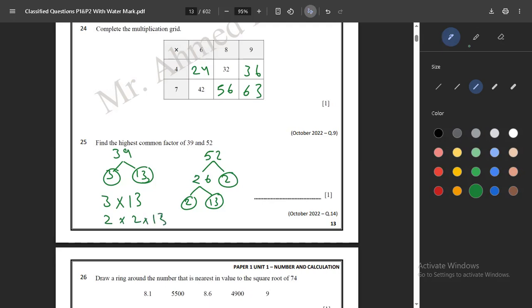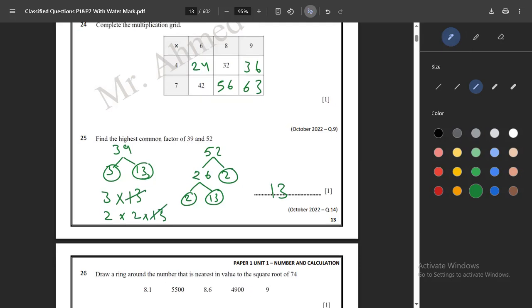All right, for the highest common factor, what are we supposed to do? Ask yourself, we take only the common ones. 3, is it common there? No, so we're not going to take it. 13, is it common there? Yes. So write it only once. Anything else common? No. So it's just 13. The highest common factor is just 13.